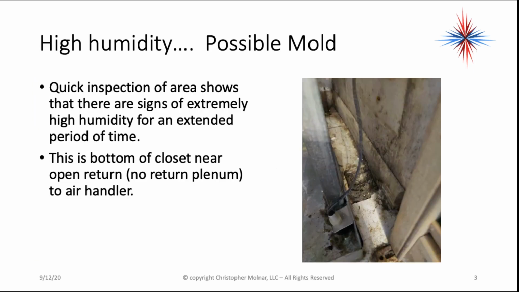Okay, there's very high humidity. Did a quick inspection of the condo unit, found there are signs of extremely high humidity for extended periods of time. The picture we're looking at here is inside the equipment closet. It's just a hallway closet, slatted doors, and it's actually the return plenum itself. Okay, this is the bottom of the closet near the open return.